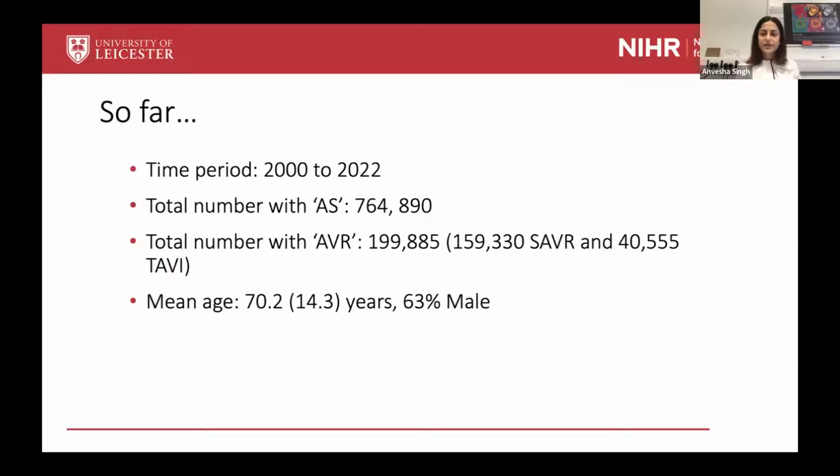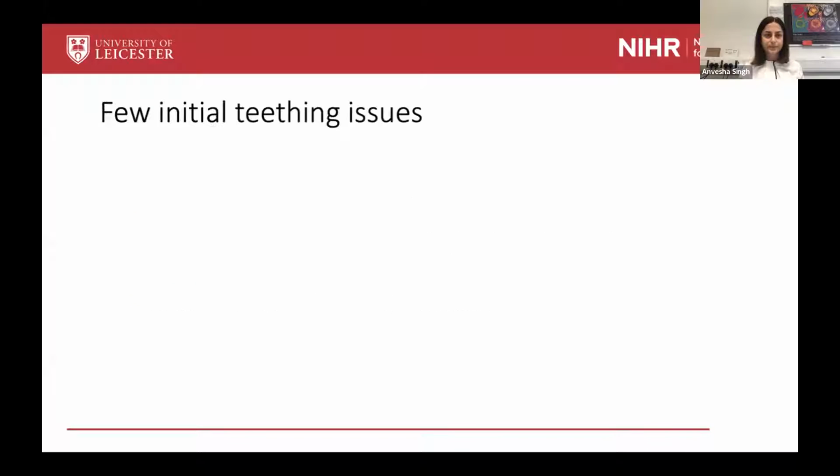And very briefly, so far, we've decided to look at the time period between 2000 to 2022. And this is because we also want to explore if there's been any changes in the trends in terms of the type of treatment, but also who gets that treatment. Overall, the number of people with the code of aortic stenosis is around 765,000. And the total number who've had a procedure in this time is just under 200,000, with a mean age of 70 years and 63% being male.